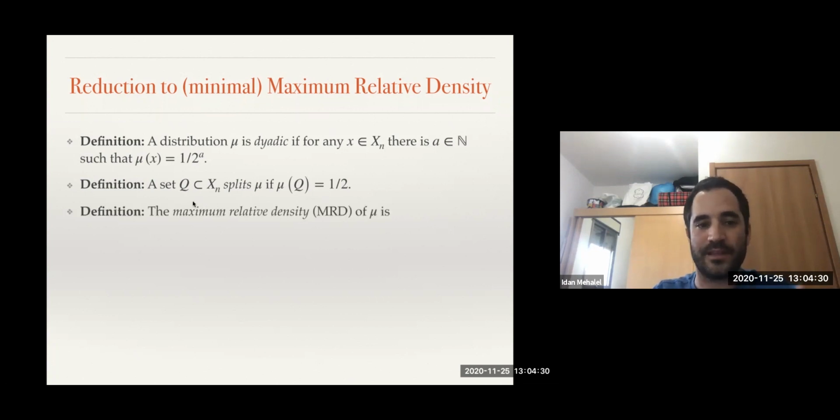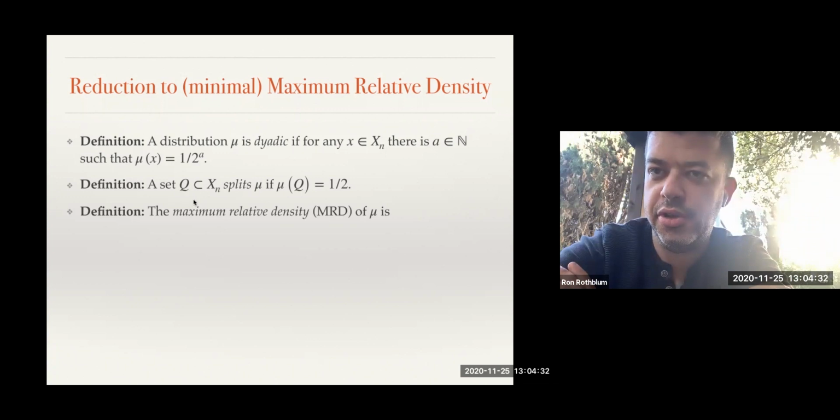And now we can define the maximum. Yeah. You also don't, so you don't allow a probability 0 element?